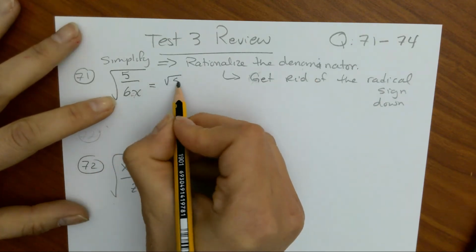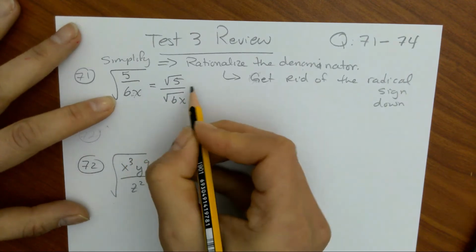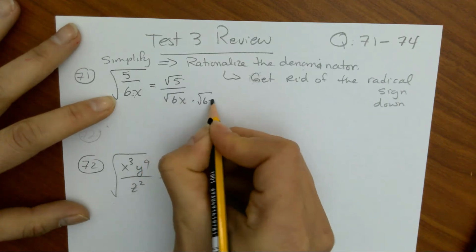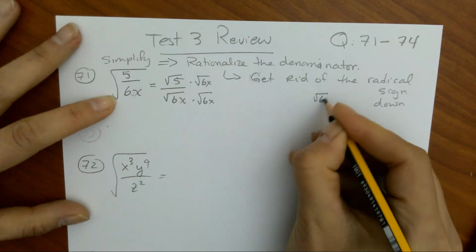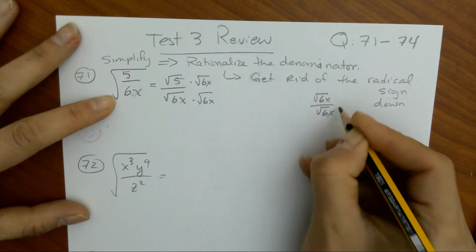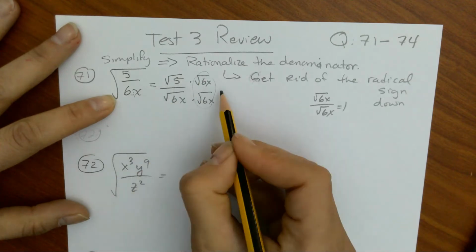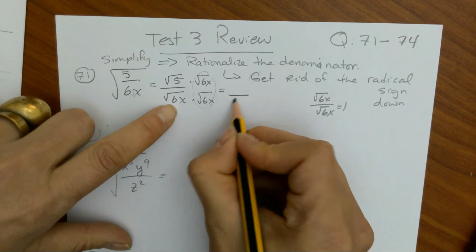So I'm going to separate it. See how we have a radical sign on the bottom? All I'm going to do is multiply by the exact same thing on the top and the bottom. Because remember, same over same is equal to 1, so I'm really just multiplying this by 1. Root 6x times root 6x is just 6x.